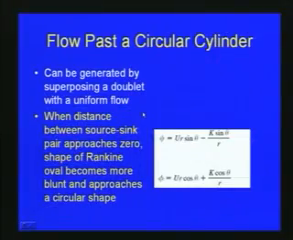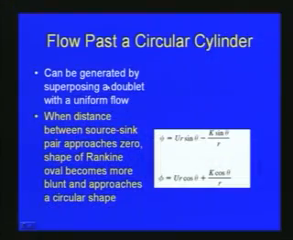Here we will discuss the third case, flow past a circular cylinder. Here the flow past a circular cylinder we can generate by superposing a doublet with a uniform flow. So, we have already seen what is a doublet: a source and sink placed at a distance a, when that distance is tending to 0 and the strength of source and sink is increasing. That is the so-called doublet which we have defined.